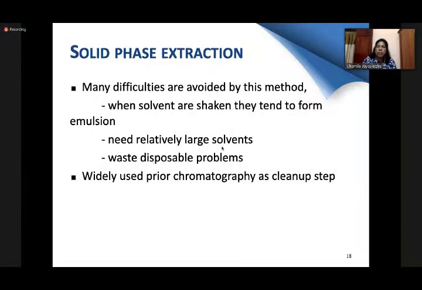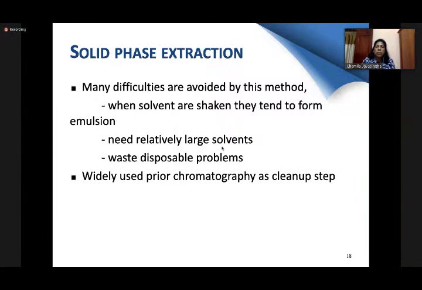When solvents are shaken, they tend to form emulsion. Sometimes when you are using organic and aqueous solvent together and shaking, they form an emulsion. In such a situation, we can't see a very clear separation of the two solvents, aqueous and organic. In that case, we can avoid this by using solid phase extraction.